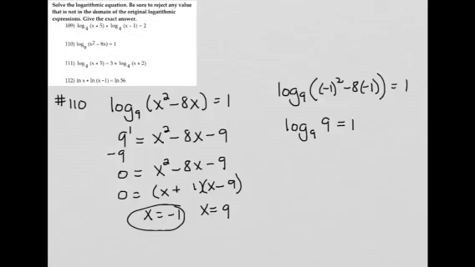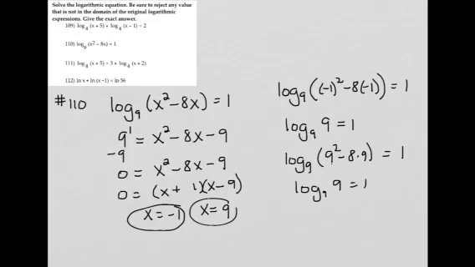And now let's try 9, plugging in there, and we have the log base 9 of 9 squared minus 8 times 9 equals 1, and that'll be 81 minus 72 gives me 9. So in this case, both answers work. So we have two solutions.